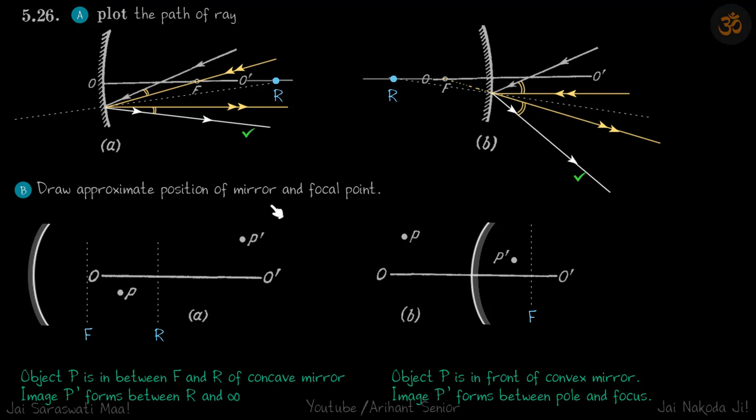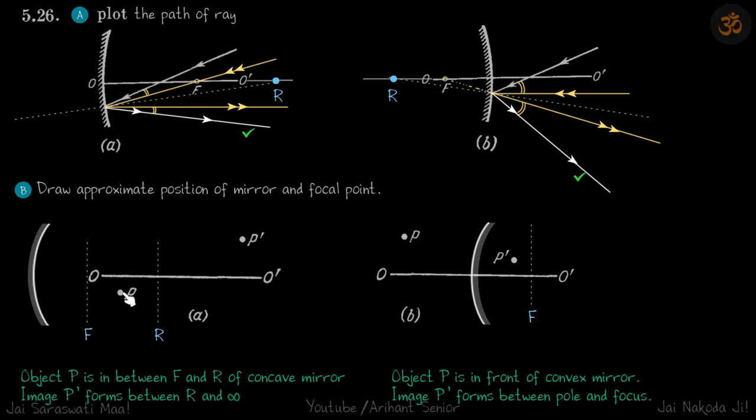Draw approximate position of mirror and focal point. So we are given an object and an image, and this object and image are getting produced from a mirror. We need to find where approximately the mirror should be and where its focal point should be.